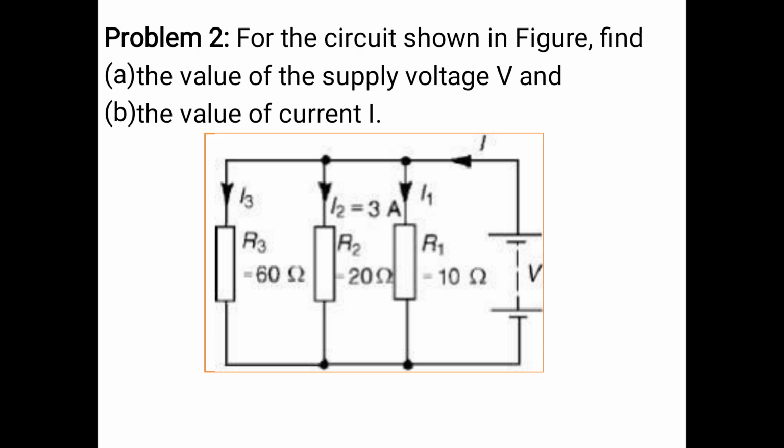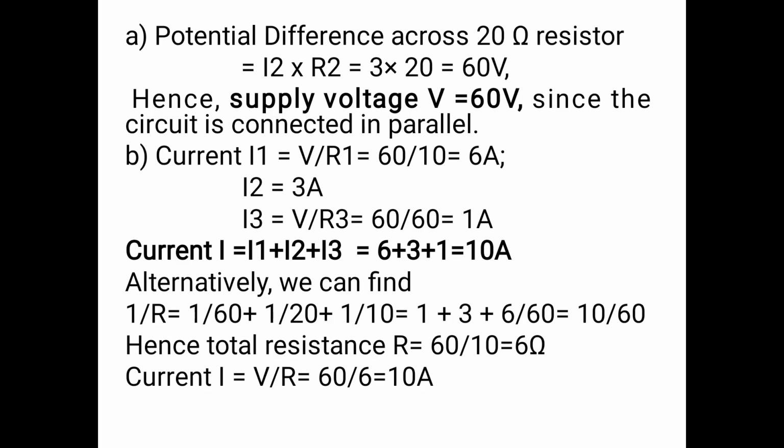Problem 2. For the circuit shown in figure, find the value of the supply voltage V and the value of current I. Potential difference across the given 20 ohm resistance is equal to I2 into R2, that is 3 into 20, which is equal to 60 volts. Hence, we get the supply voltage V equal to 60 volts. Since the circuit is connected in parallel, the current is distributed as I1, I2 and I3 across the resistors. And we shall write I1 is equal to V by R1, which is equal to 60 by 10, that is 6 amperes. And I2 is 3 amperes, and I3 is equal to V by R3, which is 60 by 60, that is 1 ampere.